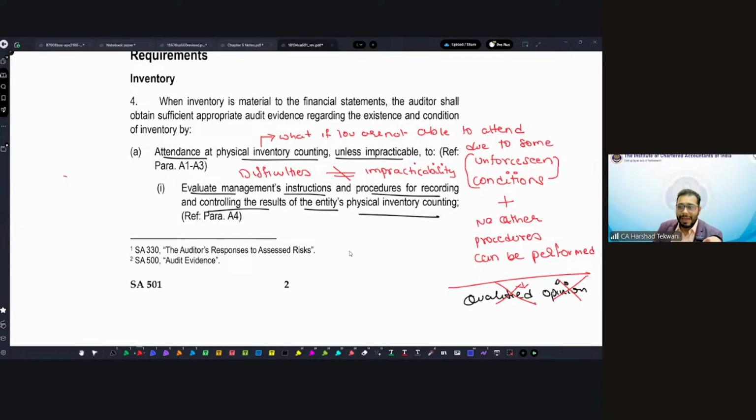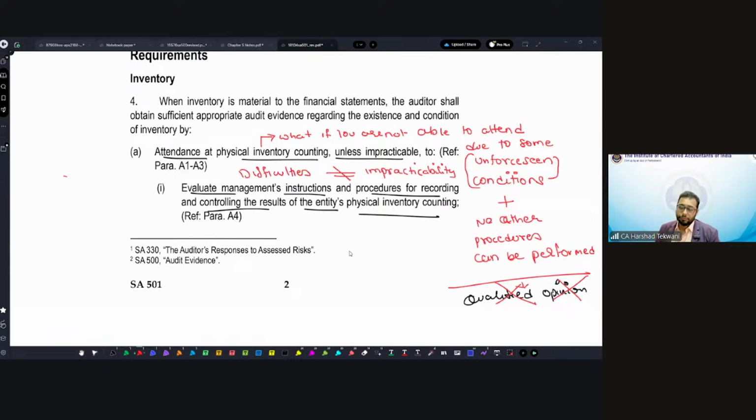Now, in this case, management says that all data is ready, just go and verify. So you cannot say there is a possible effect of misstatement. What is your basis of qualification is not even present in this scenario. There is no misstatement, or possible effects of misstatement, because management has the data. It's just that someone has to verify it.